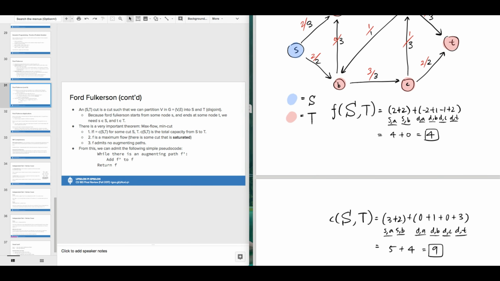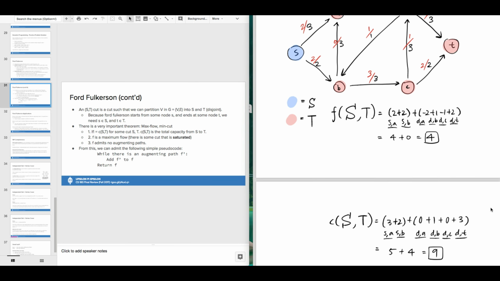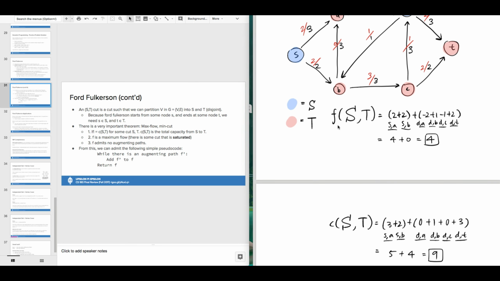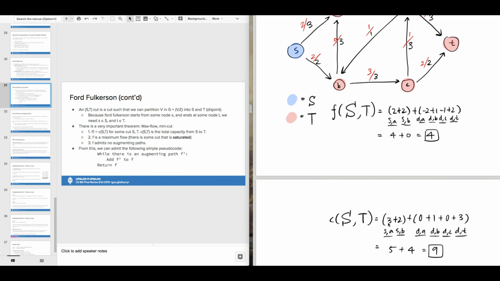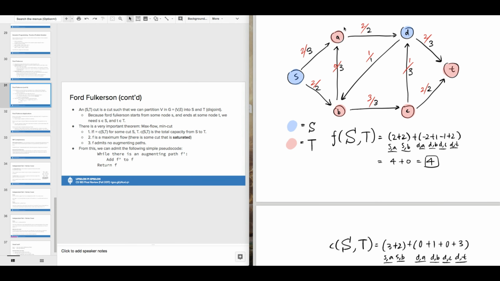And the capacity of the flow cut is the total of all the capacities in the original graph. So if we have any nodes going from S to T, for example, say this edge, we will add its capacity to the C of ST. So for example, here we have 3 going from S to A.